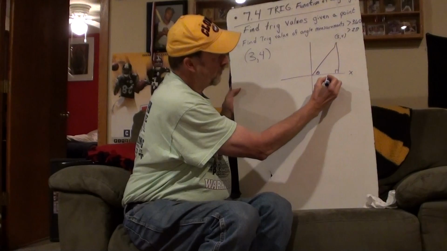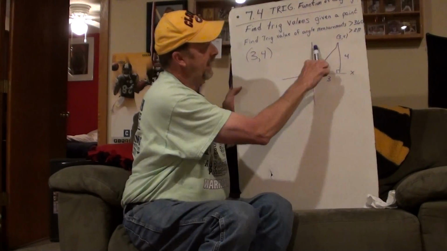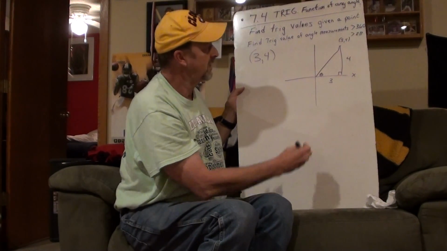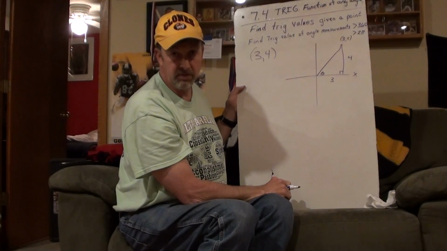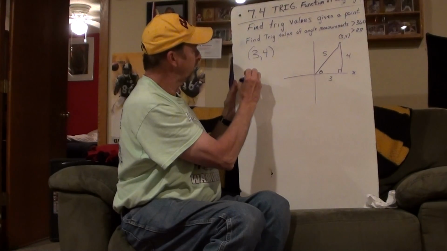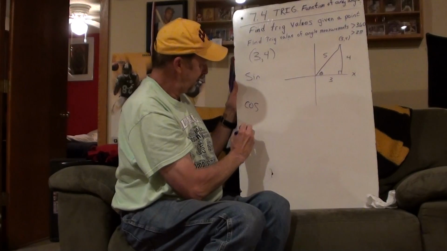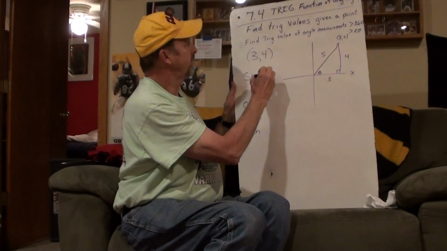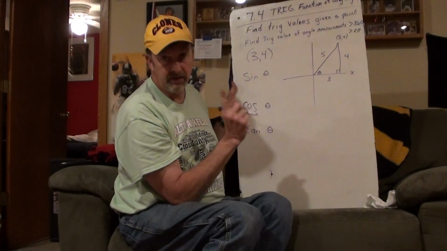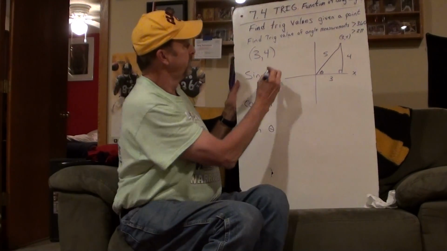Well, if we're at 3, 4, we had to have gone over 3 and up 4. And we probably would want to know what the hypotenuse is, so we can do all those trig values. Pythagorean theorem tells us 3 squared plus 4 squared equals 5 squared. Hopefully you know that one. So now we are going to do sine, cosine, and tangent. I will say this, in the book they will ask you to do all 6 trig functions. You just need to do sine, cosine, tangent. So you don't have to do secant, cosecant, and cotangent.